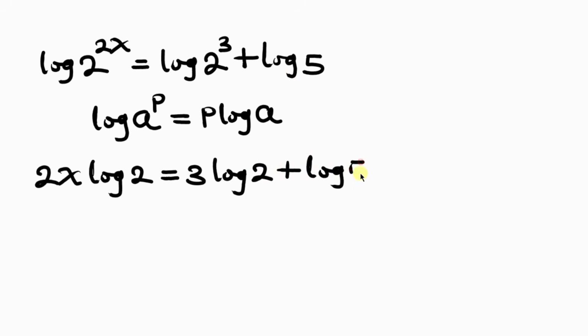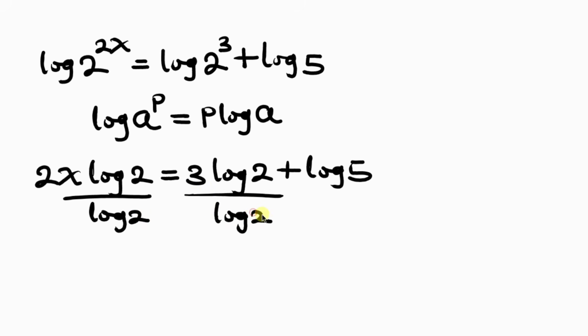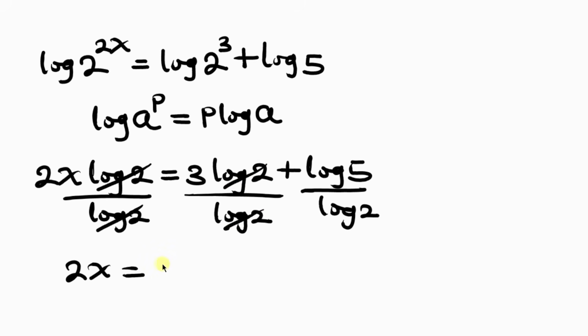Very good. Now we've cleared out the powers. Now let's divide through by log 2. So I divide the left hand side by log 2. I divide the right hand side by log 2. Divide by log 2. Good. Now watch something. Log 2 cancels out log 2, leaving behind 2x. This is equal to log 2 cancels out log 2, leaving behind 3 plus here we have log 5 divided by log 2.